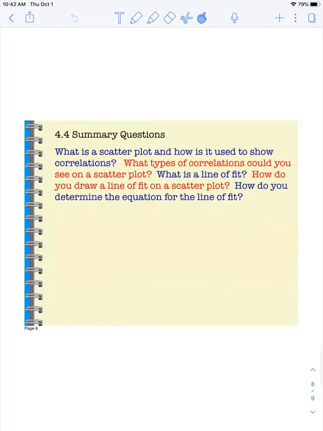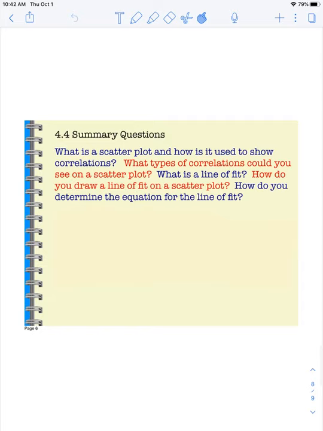Positive is going to increase. So as x increases, y increases. Negative is going to decrease. So as x increases, y decreases. A line of fit is a straight line that best estimates the relationship between the data. There should be the same number of data points above and below the line, ignoring any outliers, of course.